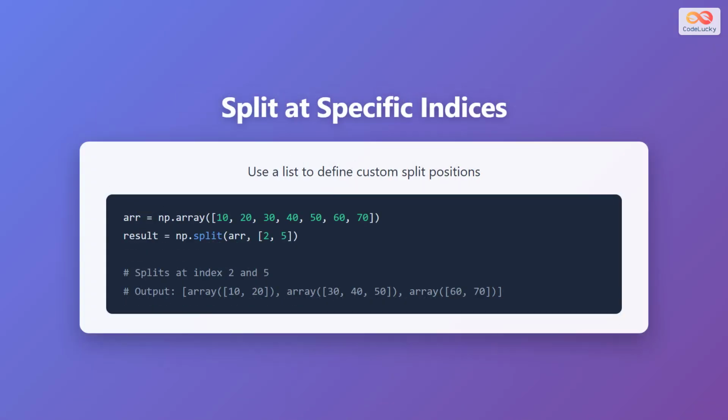You can also split arrays at specific indices rather than equal sections. In this example, we have an array with 7 elements from 10 to 70. By passing a list containing 2 and 5 as the second parameter, we tell NumPy to split at index 2 and index 5. This creates 3 subarrays. The first contains 10 and 20, the second contains 30, 40, and 50, and the third contains 60 and 70.